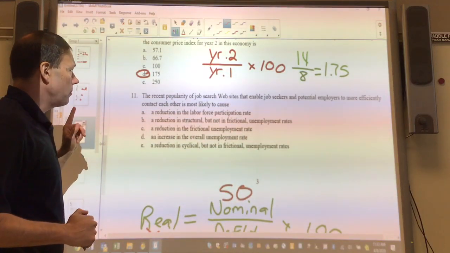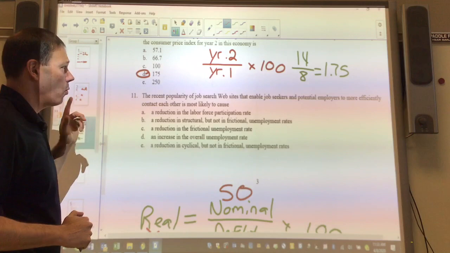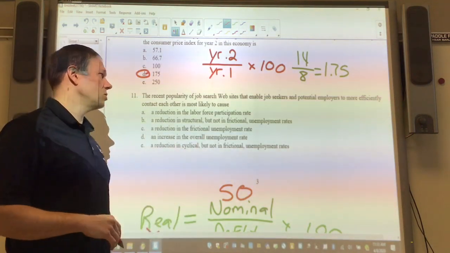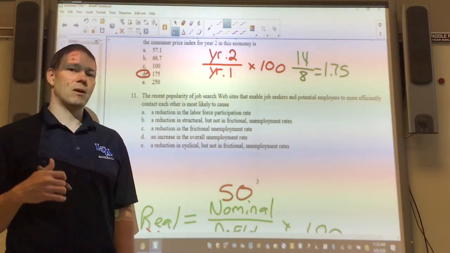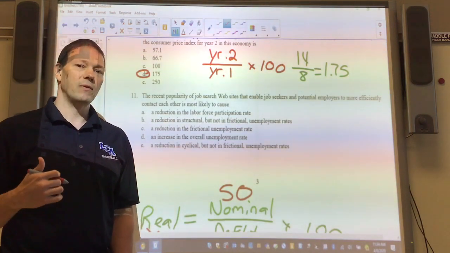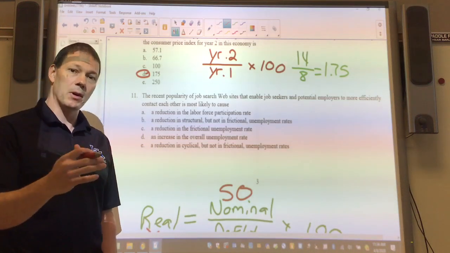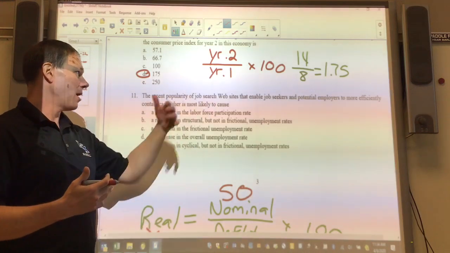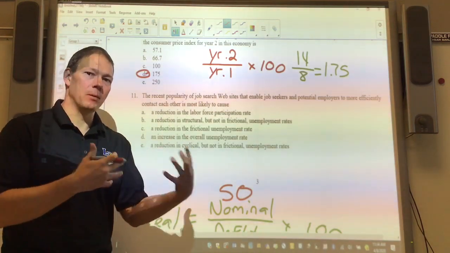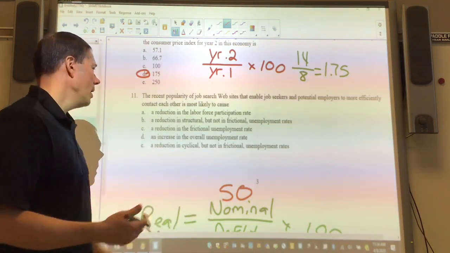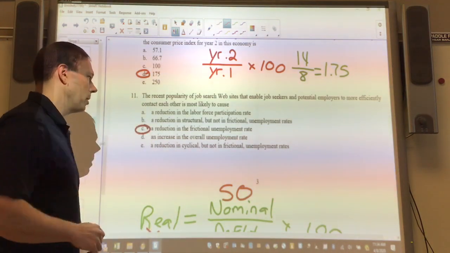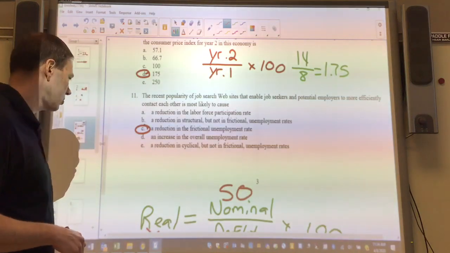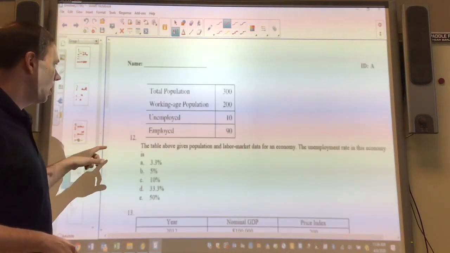Number 11, the recent popularity of job search websites enable job seekers and potential employers. This is going to impact those that are frictionally unemployed. If you're frictionally unemployed, you're one of these people that are between jobs, you're looking for another job. If these job search websites can match up employers and employees a lot quicker, it means that there are going to be a lot fewer people that are frictionally unemployed. Okay, so that's why the answer is C. Kind of a weird question, but that's how that would apply.